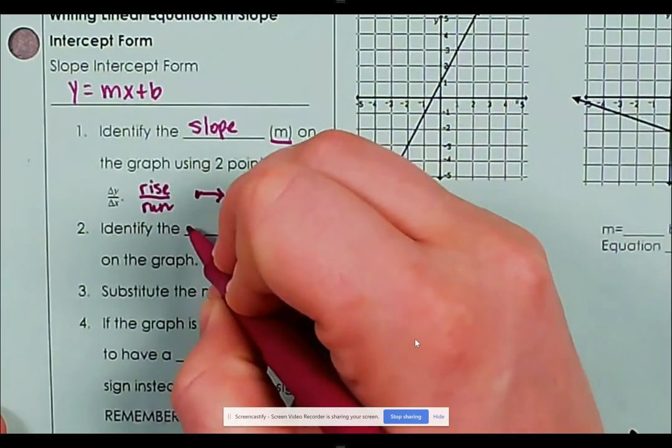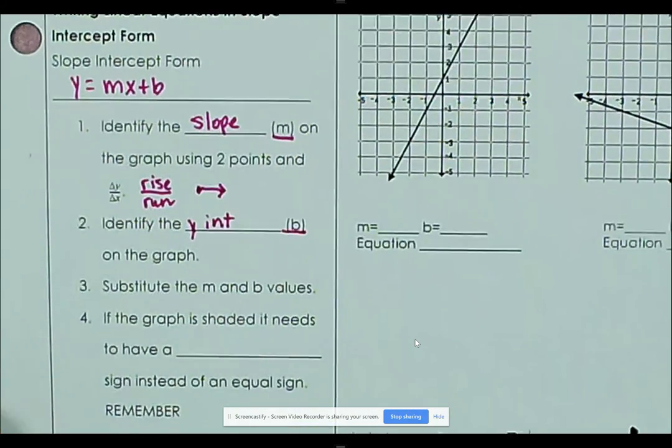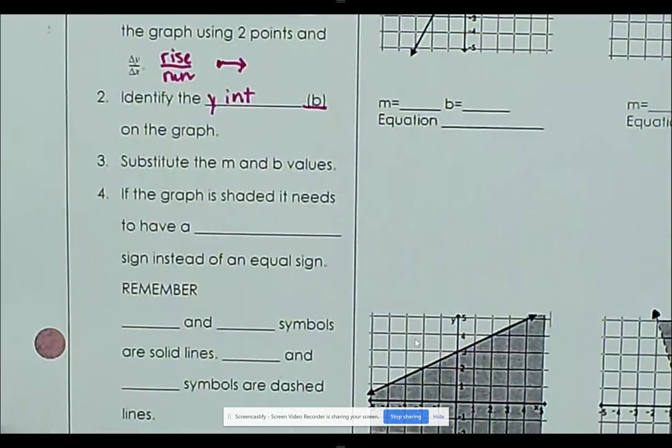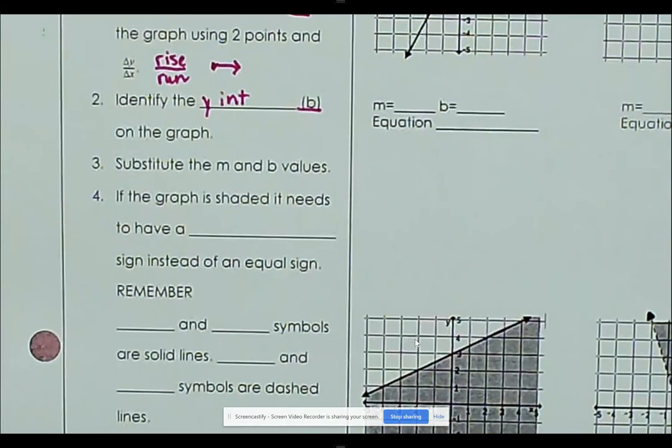Next, we'll identify the y-intercept or the b value on the graph. And that's just wherever the graph is going to touch the y-axis. Then we'll substitute our m and our b values into our formula, okay?